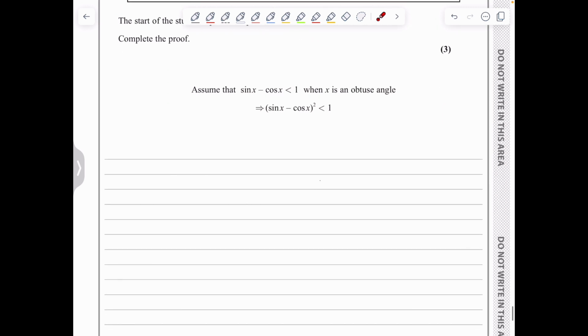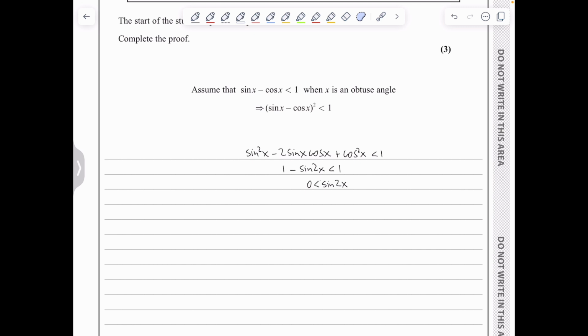So the first thing to do is obviously to expand the bracket. So on the left hand side, we've got sine squared x minus 2 sine x cos x plus cos squared x being less than 1. So sine squared x plus cos squared x is 1, and 2 sine x cos x is sine of 2x. So this is less than 1. So we've got 0 being less than sine of 2x. So at the moment we're looking at sine of 2x being positive.